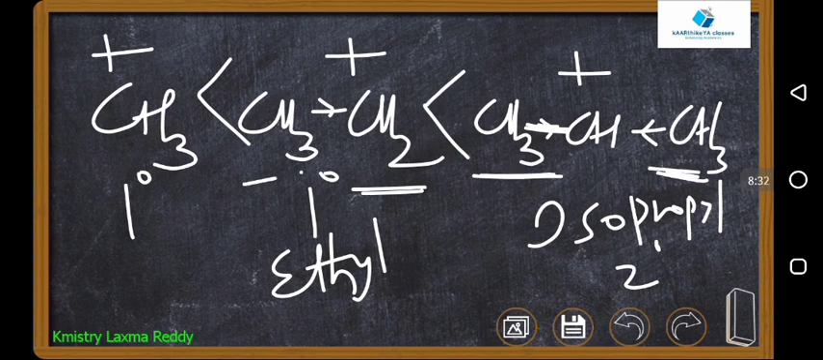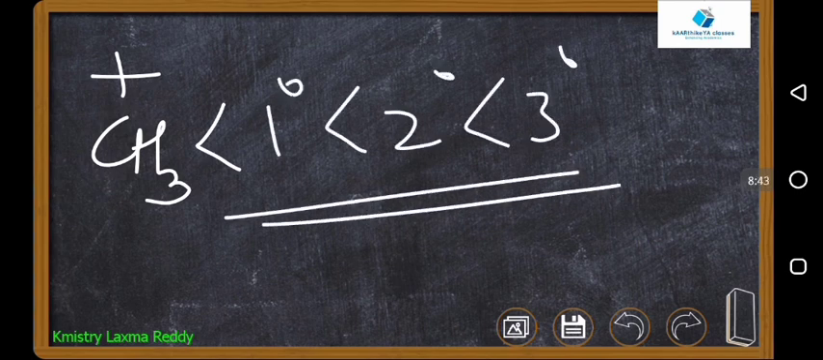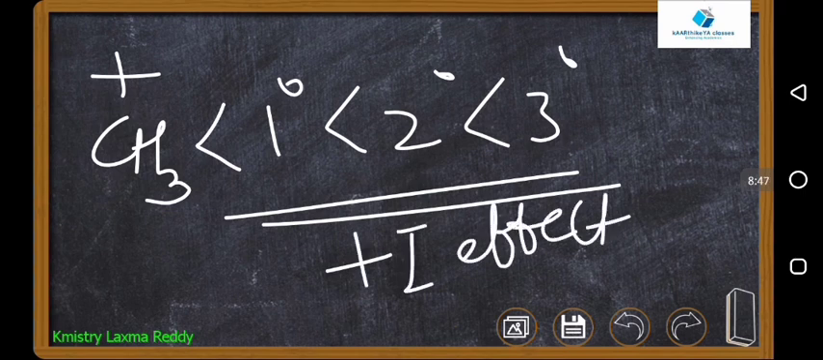So carbocation stability, we can take the final order: methyl carbocation, when you compare with primary, secondary, tertiary, this will be like this. All this you can explain on the concept of plus I groups. As the number of plus I groups increases, the stability will be increasing.